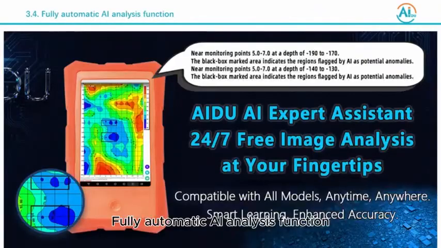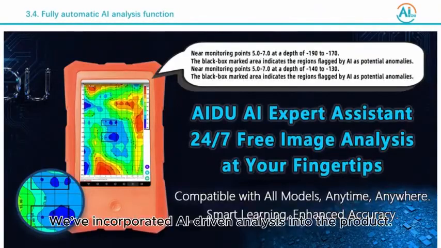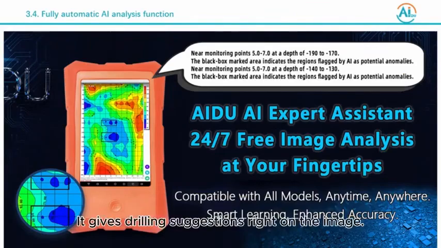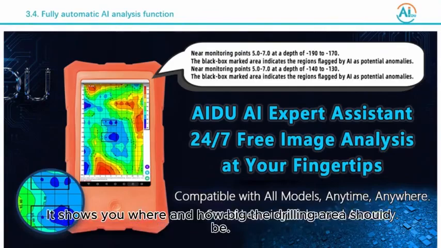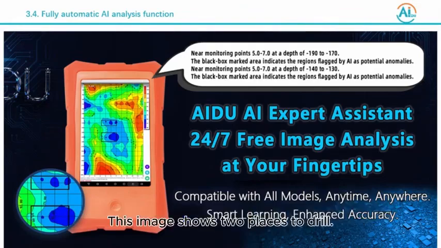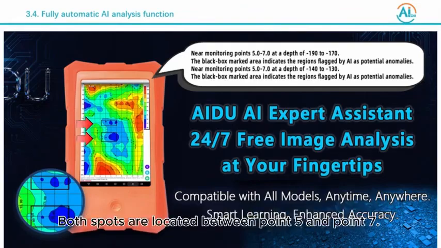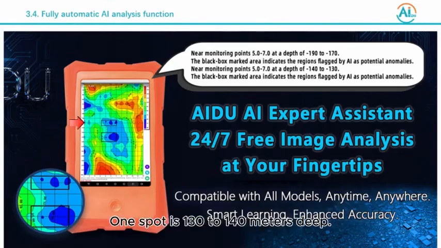Fully automatic AI analysis function. We've incorporated AI-driven analysis into the product. It gives drilling suggestions right on the image. It shows you where and how big the drilling area should be. This image shows two places to drill. Both spots are located between 0.5 and 0.7. One spot is 130 to 140 meters deep. The other is 170 to 190 meters deep.